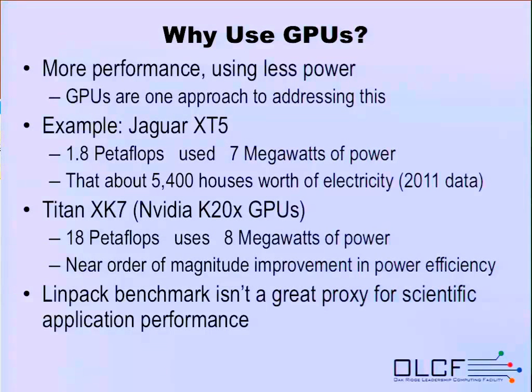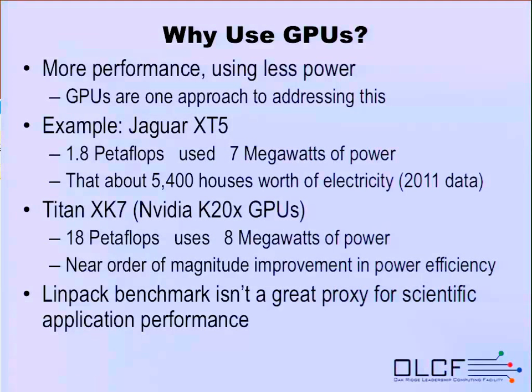So an example from Jaguar XT5 that we had a couple years back had 1.8 petaflops on the Top 500 list, and we used about 7 megawatts of power. According to 2011 data at the time, that's 5,400 houses worth of electricity. You can imagine how much electricity that really is. So you don't want to be going into gigawatts. We're going to have a couple of dedicated power plants just for the supercomputer. And I'm not sure DOE can afford that.